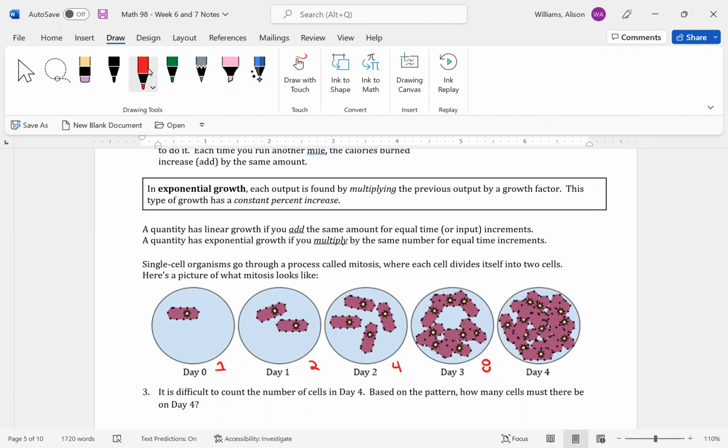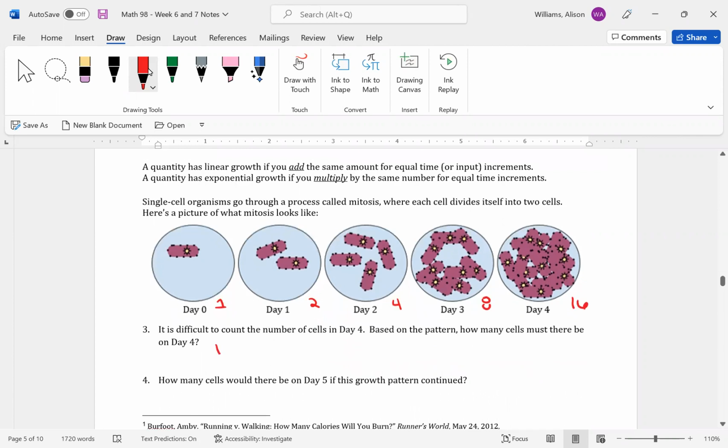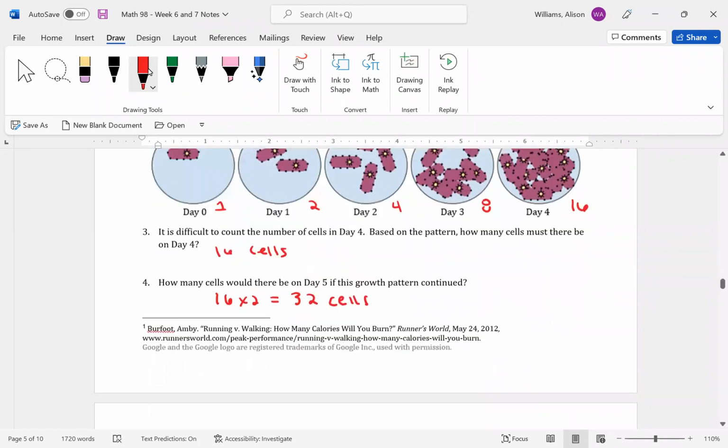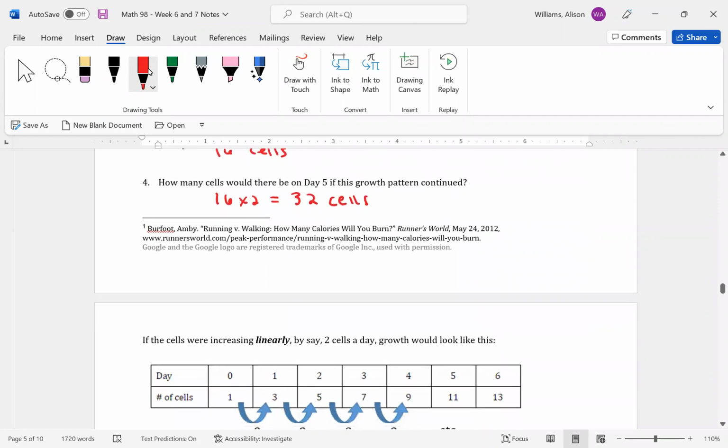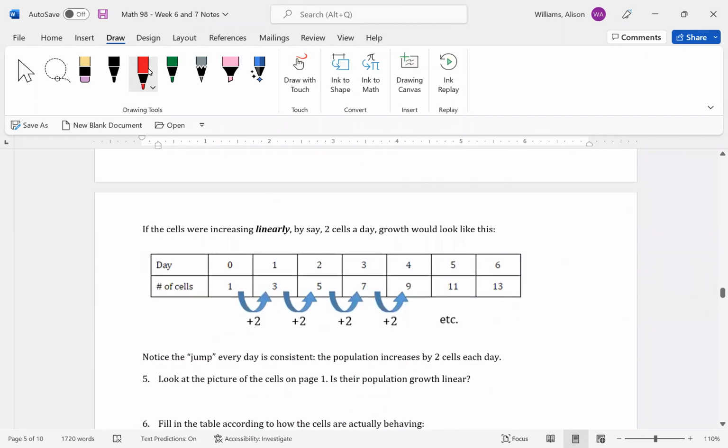So if we keep this pattern up, it's going to double, right? There's going to be 16 cells here. So 16 in day 4. Day 5, we'd be doubling again, which would be 32 cells. So we're doubling every time. That is the pattern. If it was linear, meaning we were adding the same amount every time, that's how that growth would look.